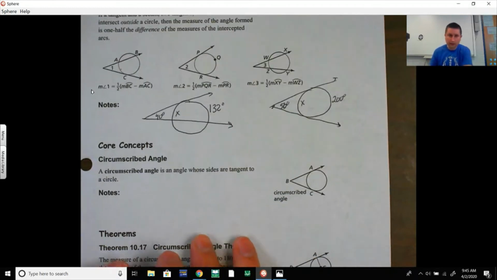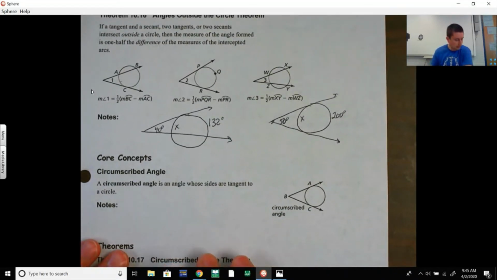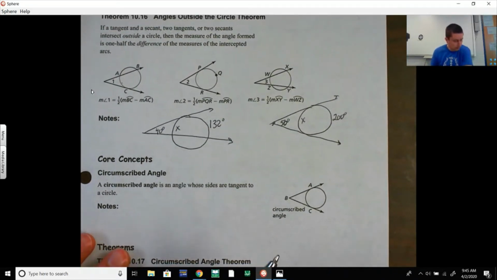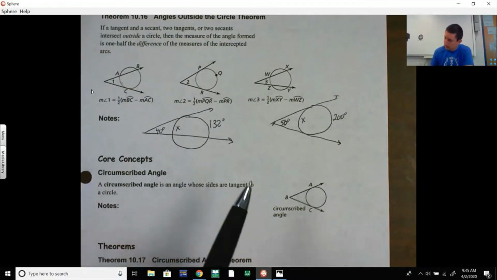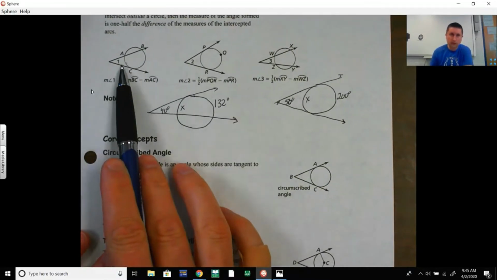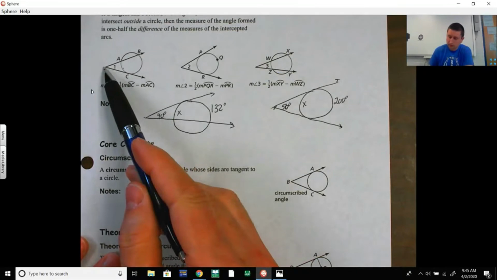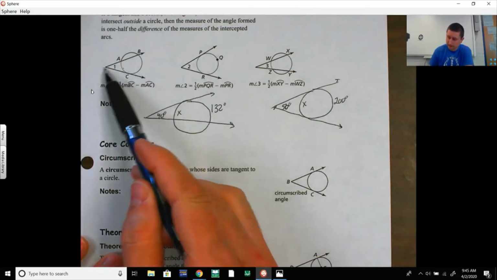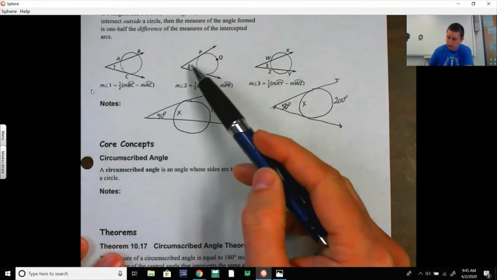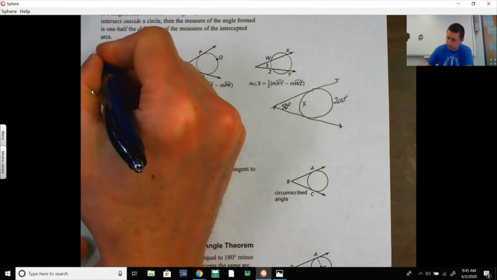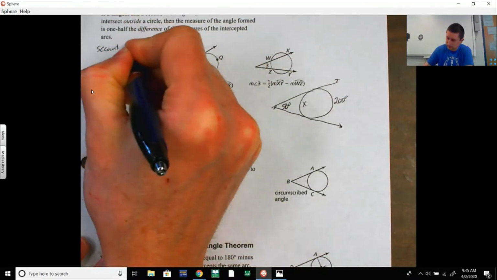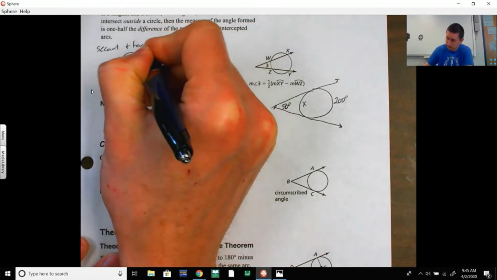Okay, angles that are outside the circle. So those are angles that are inside the circle. On the circle were inscribed angles. Angles that are outside the circle, you can have three different situations. You either have an angle that forms a chord or a secant line and a tangent, or two tangents. So this is a secant line, secant and tangent line.